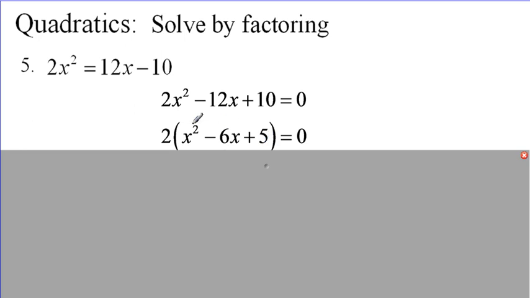So my method would be 1 times 5, which is 5. So what times what gives me 5? But it would also add together to give me negative 6. These values are much smaller, so it's easier for me to think of my patterns.